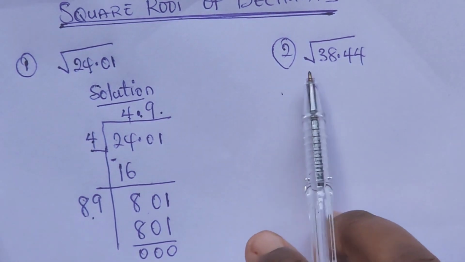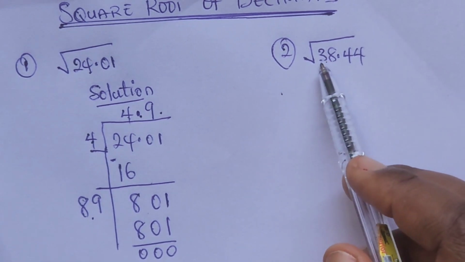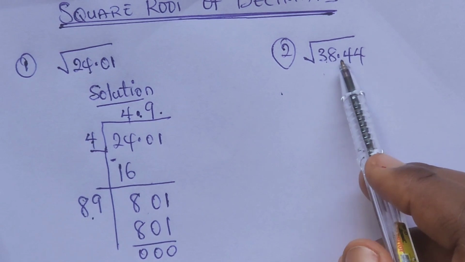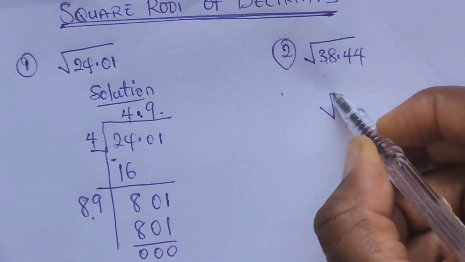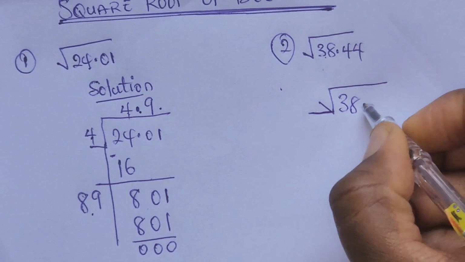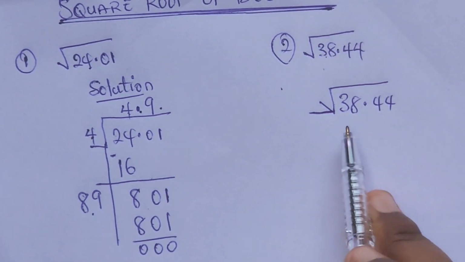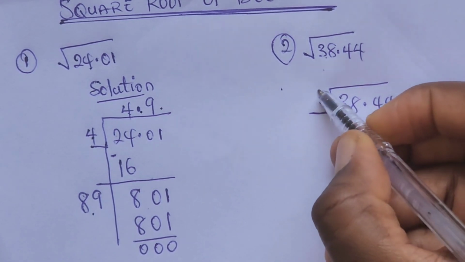So let's repeat the same procedure here. We have square root of 38.44. So we have 38.44. The closest square root is 36, and the square root of 36 is 6.